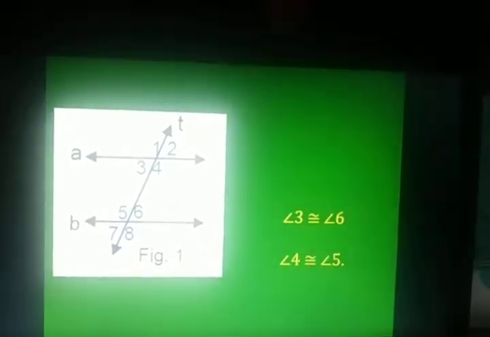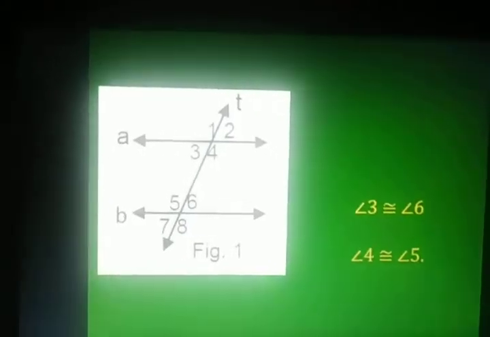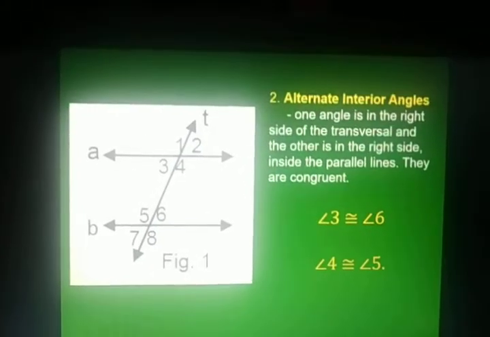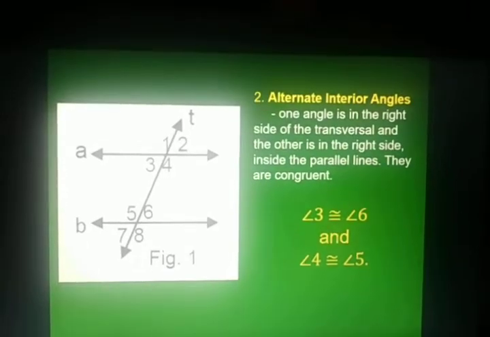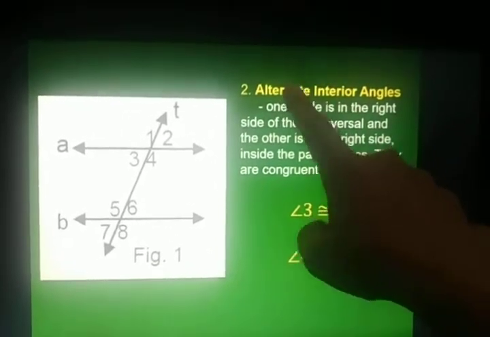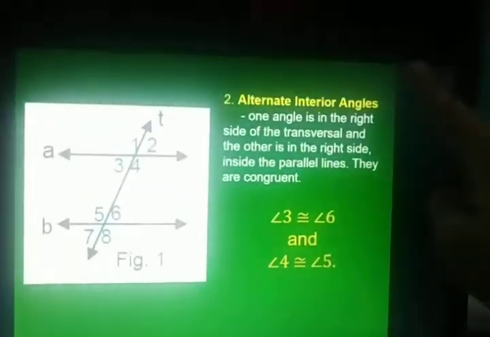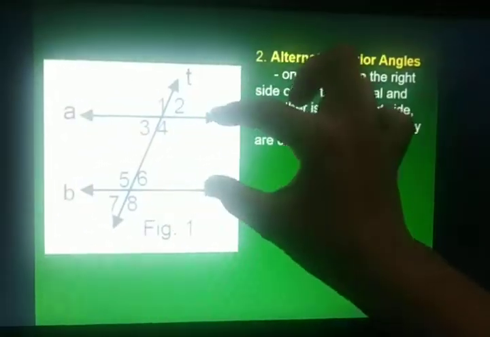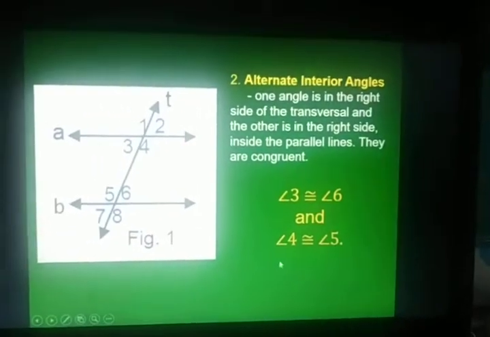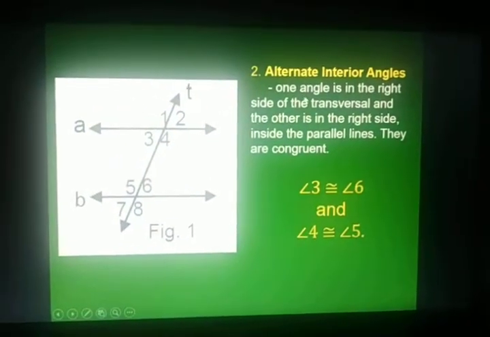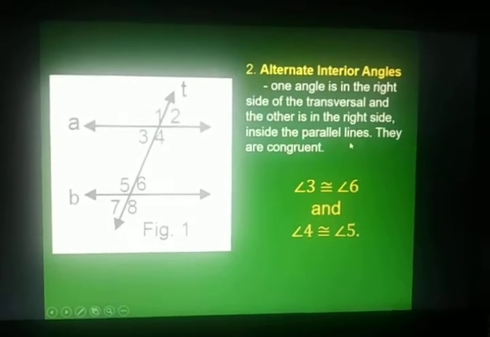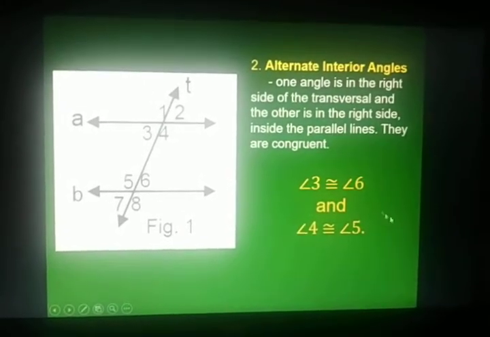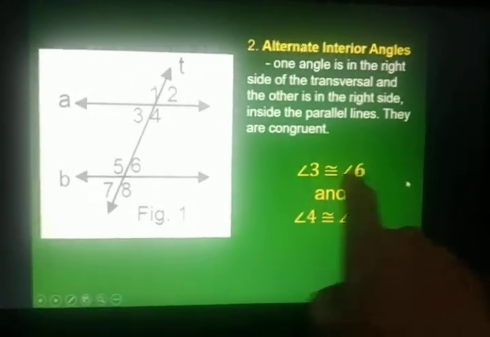Okay, let's go to the second one. Same figure. Okay, we have the alternate interior angles. When we say alternate, one is on one side, the other is on the other side, one on the right, one on the left. Interior, inside the parallel lines. Let me read. One angle is in the right side of the transversal and the other is in the left side inside the parallel lines. Again, they are congruent. Okay, we have angle 3 and angle 6.